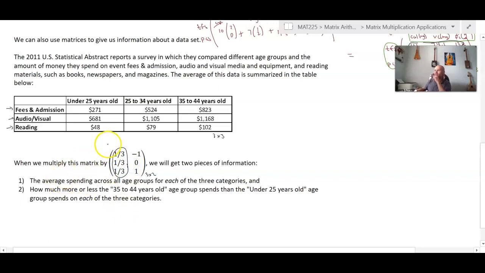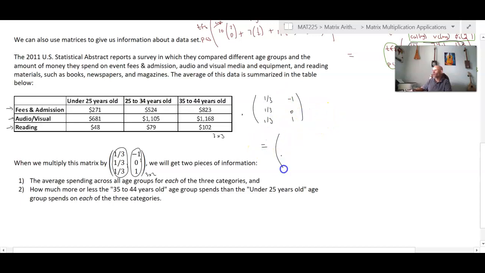The second piece of information that we'll get when we multiply by this is how much more or less the 35 to 44-year-old age group spends than the under 25-year-old age group on each of the 3 categories. So let's see how that works out. So we'll have 271. Well, I'm not going to list it again. I'll just write my matrix up here. So we'll write 1/3, 1/3, 1/3, -1, 0, 1.